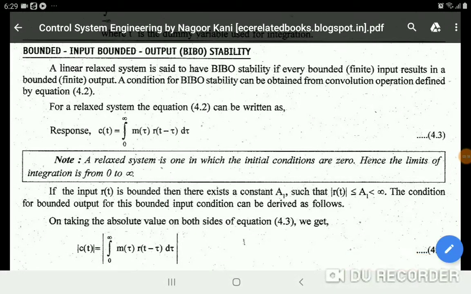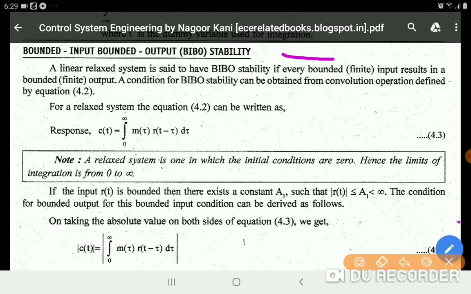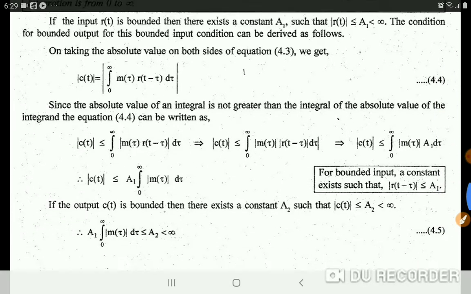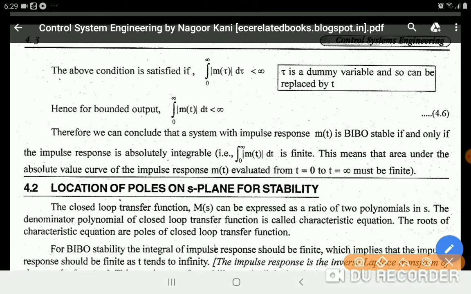Then make a note of bounded input, bounded output stability, BIBO. A linear relaxed system is said to have BIBO stability if every bounded input results in a bounded output. So when you have a system with BIBO stability, according to the derivation, you just keep this point in your mind.